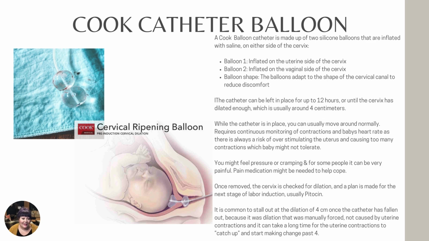And now we're going to get into the catheters. There's a Cook's catheter and a Foley catheter. The Cook's catheter is this double balloon situation. As you can see, this catheter goes through the cervix, so you do have to be at least a centimeter-ish dilated. Then a balloon is filled with saline on the inside of the cervix and the outside of the cervix, so that it's putting pressure on both ends of the cervix to help manually thin, soften and dilate it.